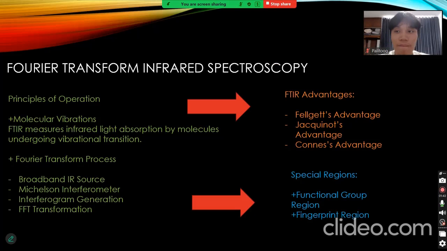Moving on to the last technique, FTIR, or Fourier transform infrared spectroscopy. The principle of operation is molecular vibrations. FTIR measures infrared light absorption by molecules undergoing vibrational transitions, using the Fourier transform process. There is the broadband IR source, the Michelson interferometer, interferogram generation, and the FFT transformation. There are also the FTIR advantages: the Fellgett advantage, Jacquinot's advantage, and the Connes advantage. And lastly, the special regions: the functional group region and the fingerprint region.